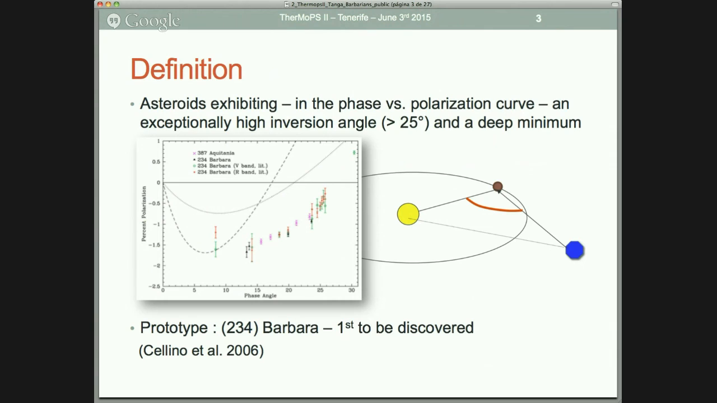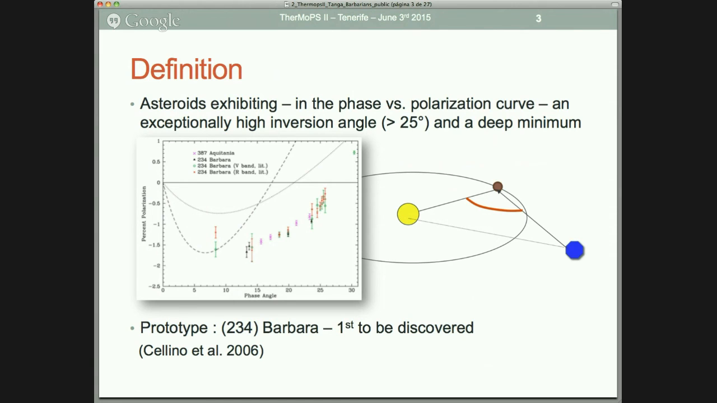Basically it's an asteroid exhibiting in the phase polarization curve an exceptionally high inversion angle, as I was told already by Alberto, by Maxime earlier today, and a deep minimum. You can see here these two dotted lines basically define the domain of the usual behavior of polarization as a function of phase angle, where you expect to find normal asteroids, where all the asteroids are, with the exception of barbarians, which are very far from that.